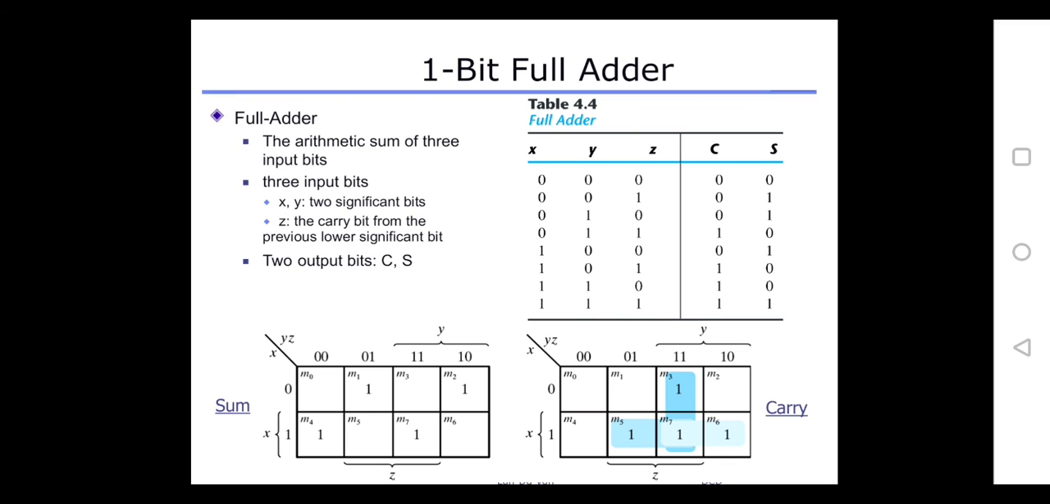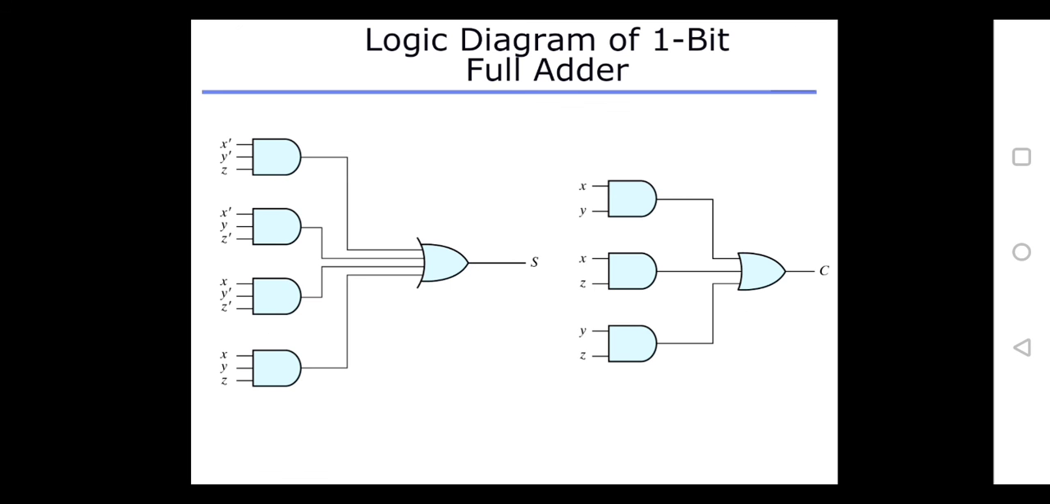Similarly, if we draw the K-map for the sum, there are no adjacent cells. All the cells are isolated cells, so you won't get any simplification for the sum. You need to write down the corresponding direct expression for the sum. From the expressions we are getting for sum and carry, here we are drawing the logic diagram. The first represents the logic diagram for the sum and the second represents the logic diagram for the carry.